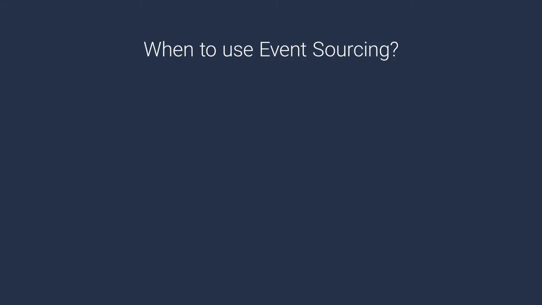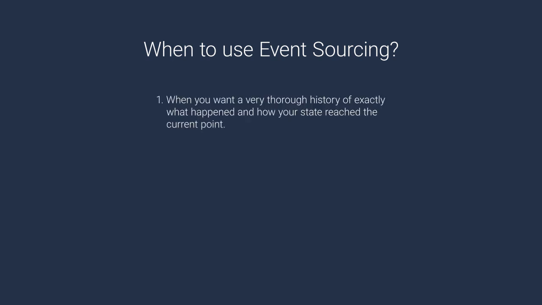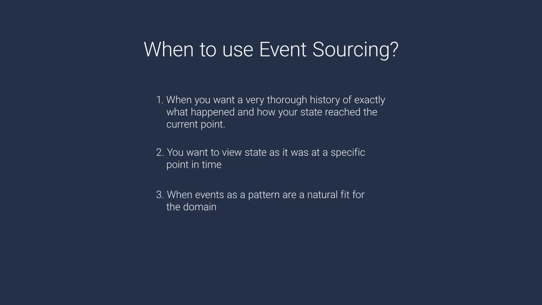To summarize, event sourcing is an architectural pattern that builds application states solely from domain events. It's best used in circumstances where one or more of the following is true. When you want a very thorough history of exactly what happened and how your state reached the current point. You want to view state as it was at a specific point in time. When events as a pattern are just a natural fit for your domain. Or you need highly performant systems that can handle large amounts of interactions.